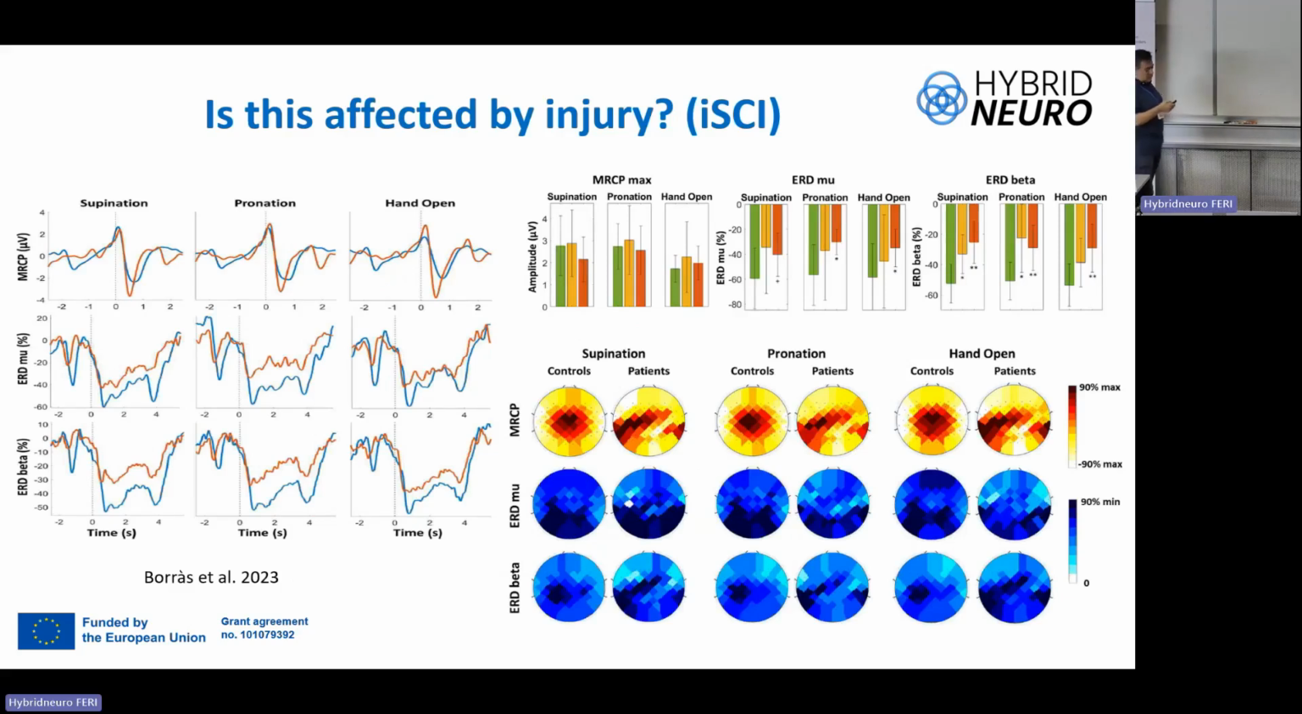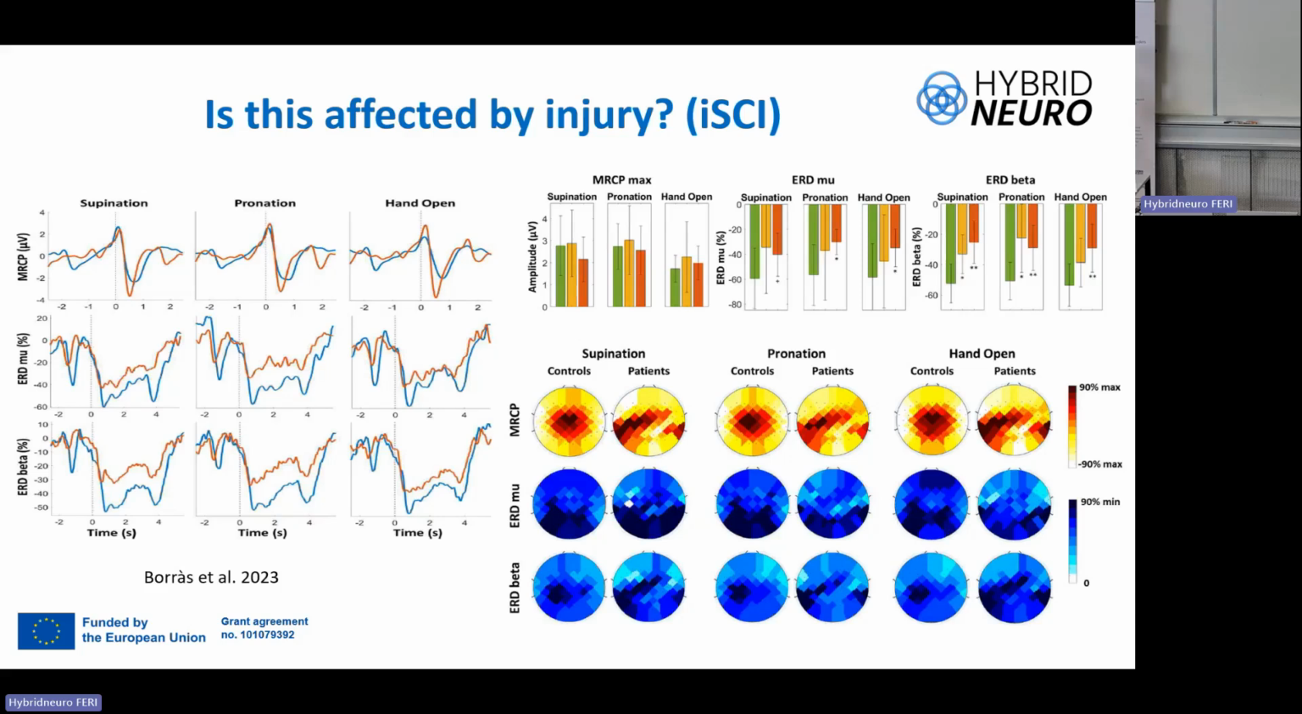we can think about what happens with an injury. If you have, for example, a complete spinal cord injury, this injury also affects these effects or these parameters or these rhythms. This is also from Marta in a conference from two years ago. So we can observe, in this case, supination, pronation, and hands open, the potentials in red color for patients, in blue color for healthy controls. So the potential is very clear, okay, even with the injury.